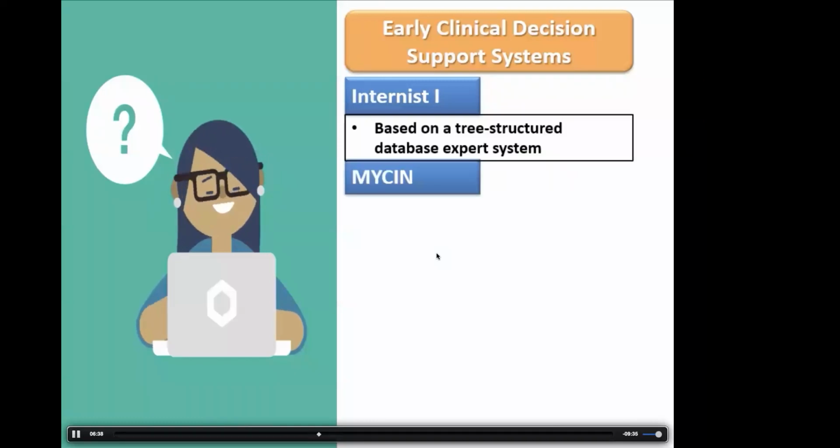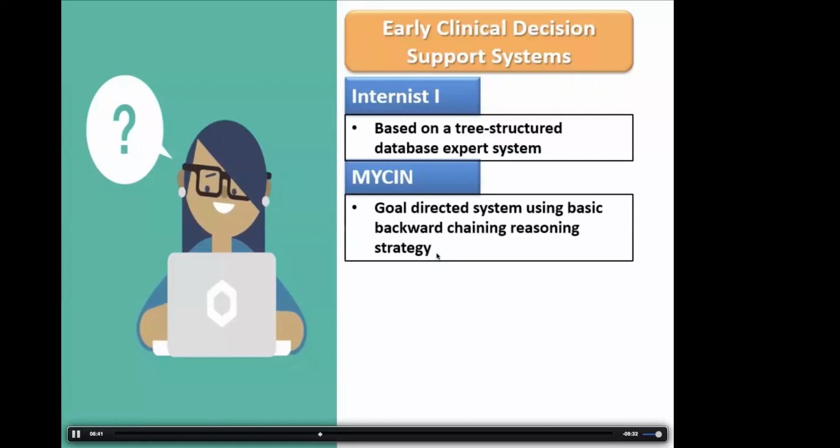Next is MYCIN. MYCIN was a rule-based expert system designed to diagnose and recommend treatment for certain blood infections. It was later extended to handle other infectious diseases. Clinical knowledge in MYCIN is represented as a set of if-then rules with certainty factors attached to diagnosis. It was a goal-directed system using a basic backward chaining reasoning strategy, which may result in exhaustive depth-first search of the rule base for relevant rules, with additional heuristic support to control the search for a proposed solution.